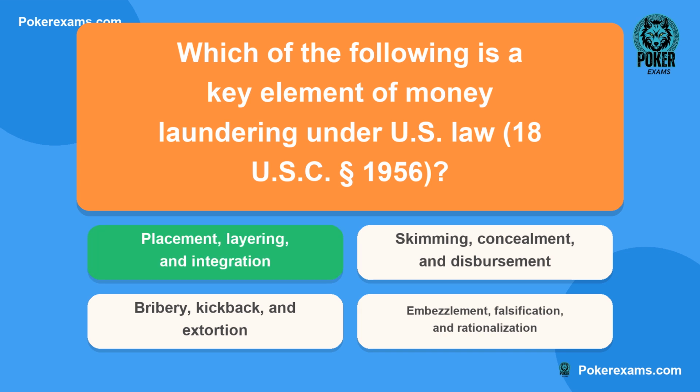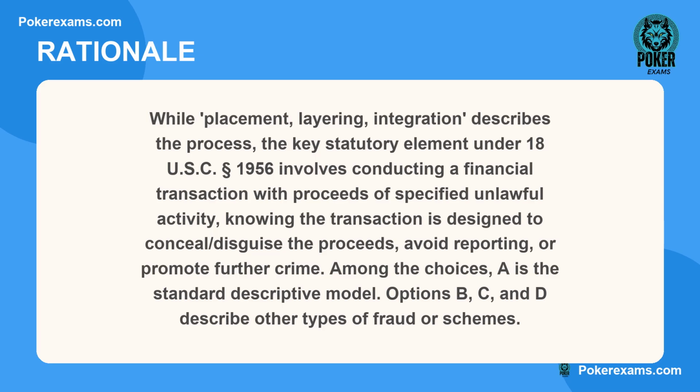The correct answer is A. Here is why. While placement, layering, integration describes the process, the key statutory element under 18 U.S.C. Section 1956 involves conducting a financial transaction with proceeds of specified unlawful activity, knowing the transaction is designed to conceal or disguise the proceeds, avoid reporting, or promote further crime.